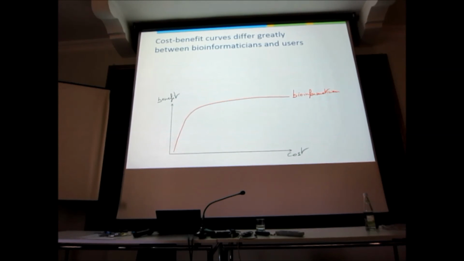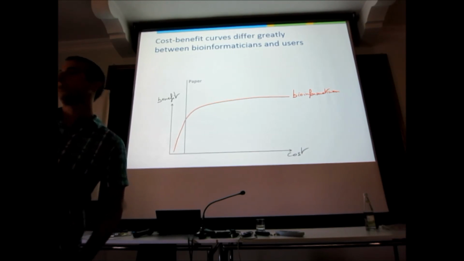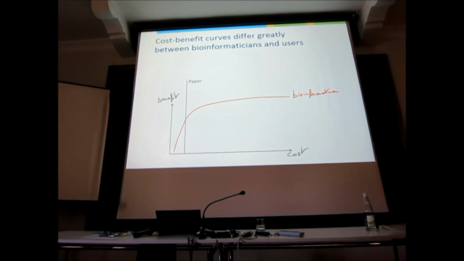Anyway. This is my beautiful hand-drawn picture of why cost-benefit curves matter when you develop bioinformatics tools. This is the bioinformatician cost-benefit curve. This is how much time it takes to get a paper in bioinformatics with a hacked together Perl script or R code or whatever. You build a cool algorithm that does a cool job. It's easy. You get the paper. Big benefit.